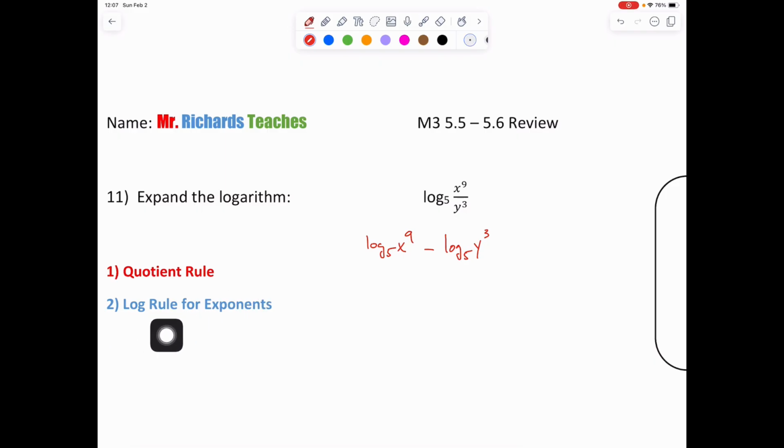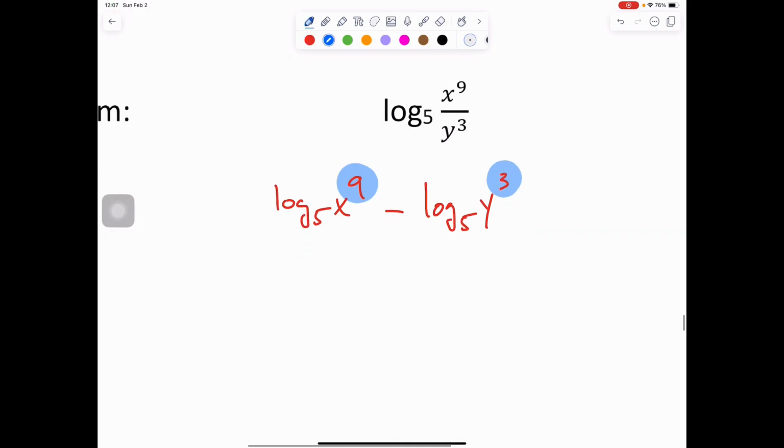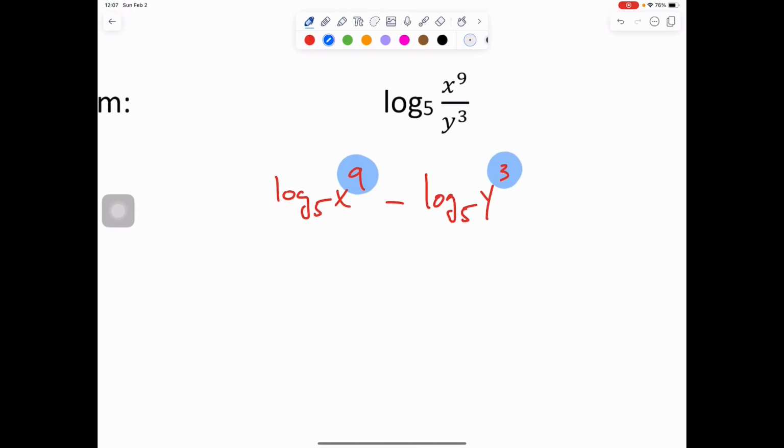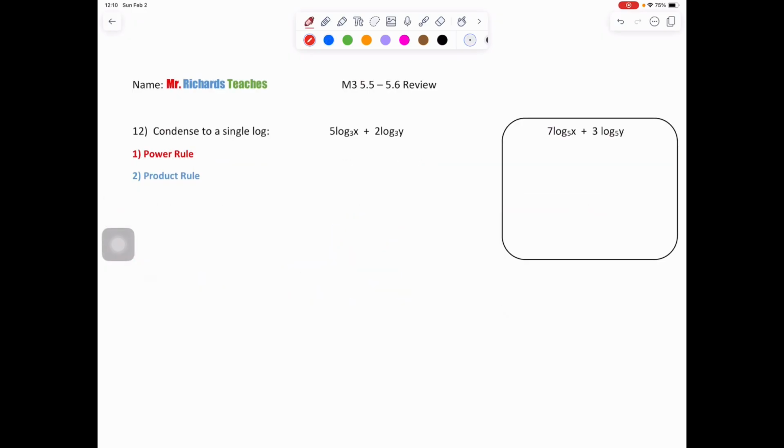And number 2, log rule for exponents. I will highlight our exponents. We have a 9 and a 3, and they are going to come in front of the log. So it's going to be 9 times log base 5 of x minus, yes, great job, 3 times log base 5 of y. And simply circle your answer, but please try the practice.